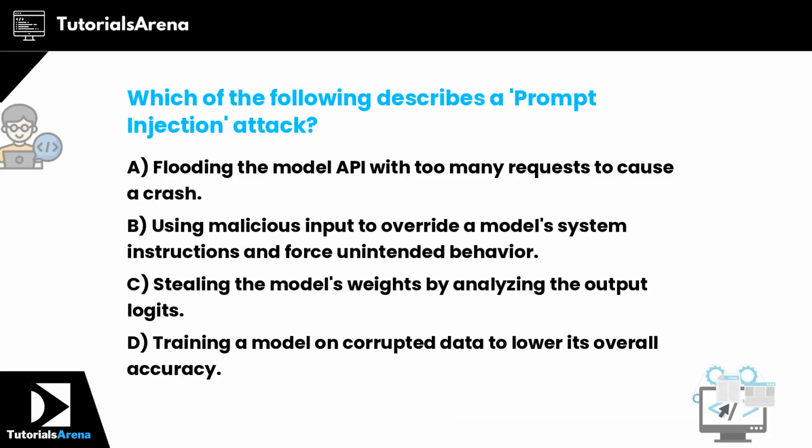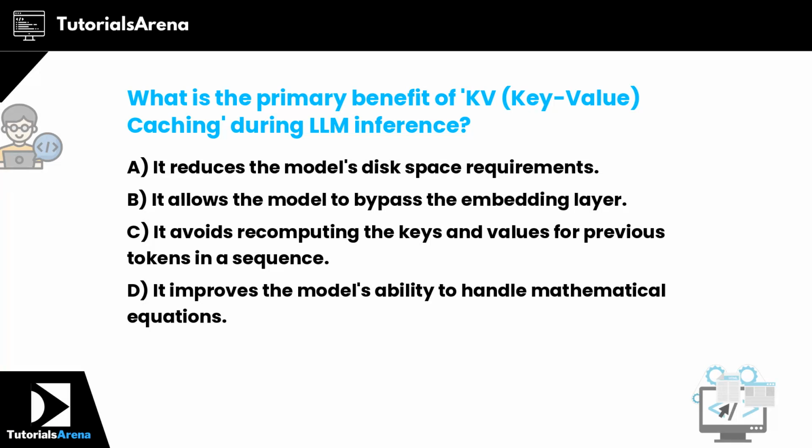Which of the following describes a prompt injection attack? The correct answer is option B, using malicious input to override a model's system instructions and force unintended behavior. What is the primary benefit of KV, key-value, caching during LLM inference? The correct answer is option C. It avoids recomputing the keys and values for previous tokens in a sequence.